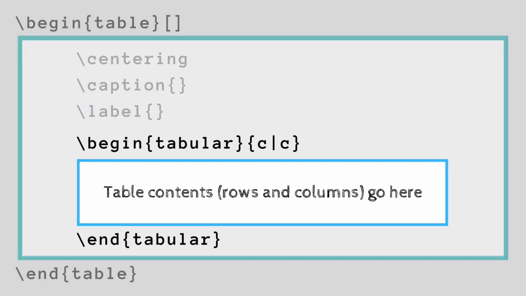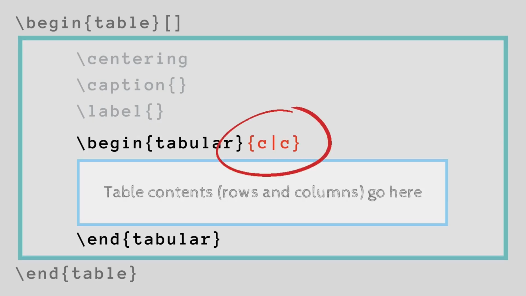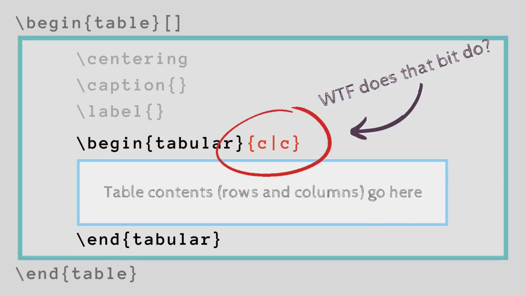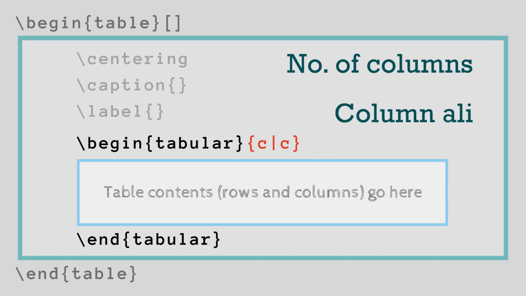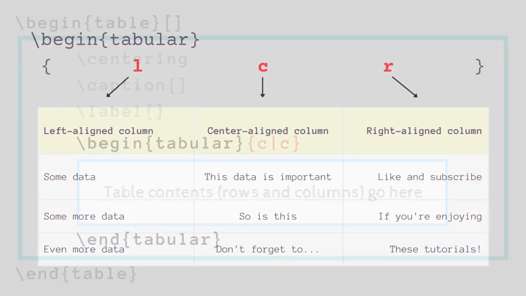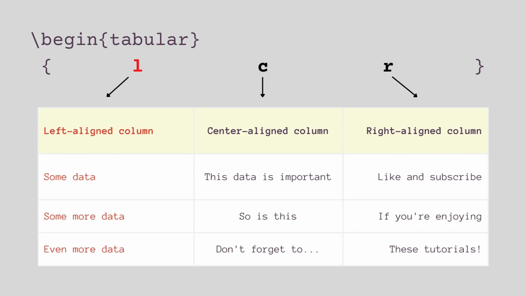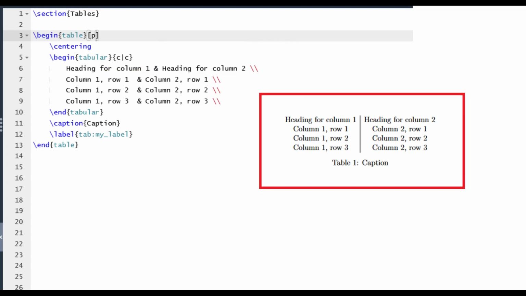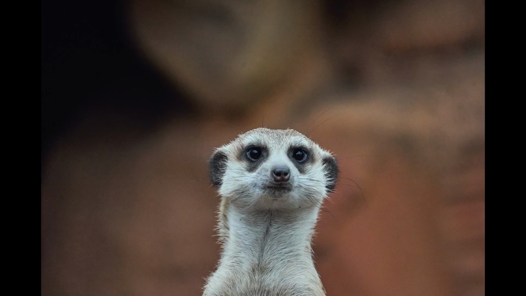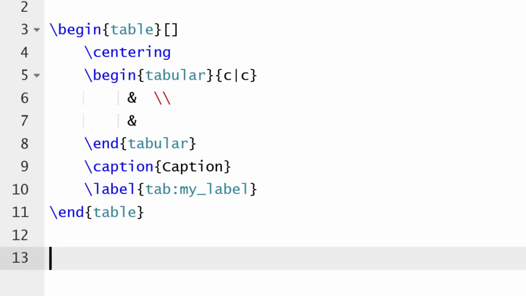Now, the eagle-eyed among you might be looking at this squiggly bracket here and wondering, hang about, Sally, what's this bit for? And that is an excellent question. This is where we specify how many columns we want and how the data in those columns should be aligned. You've got three basic options: L for left, R for right, and C for centre. So in the default table that Overleaf created, we have two C's, which means that we'll end up with two centrally aligned columns. Simples.